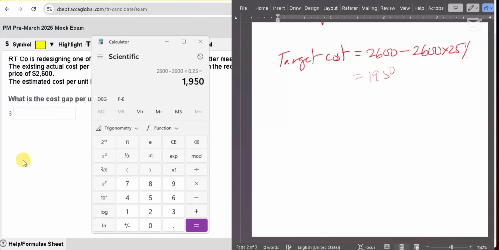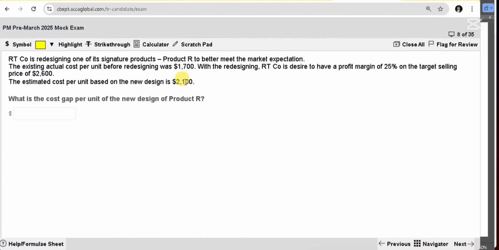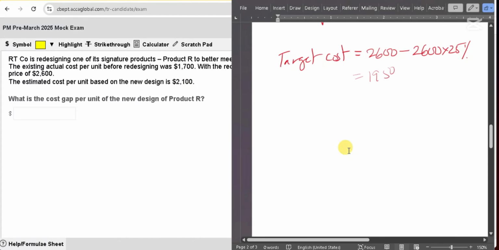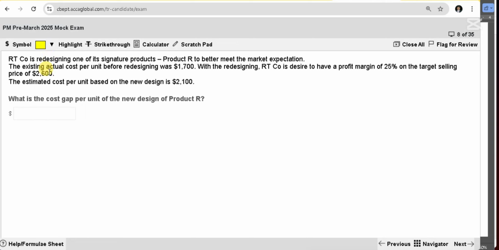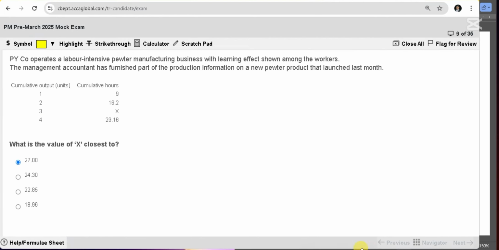But they say the estimated cost per unit based on the new design is 2,100. So the actual cost is 2,100. What is the difference? 150 is the difference. So that is going to be the cost gap: target cost and actual cost difference. Don't worry about the original cost because that is an old one. The new design cost is 2,100. So that has a cost gap of 150. Next.